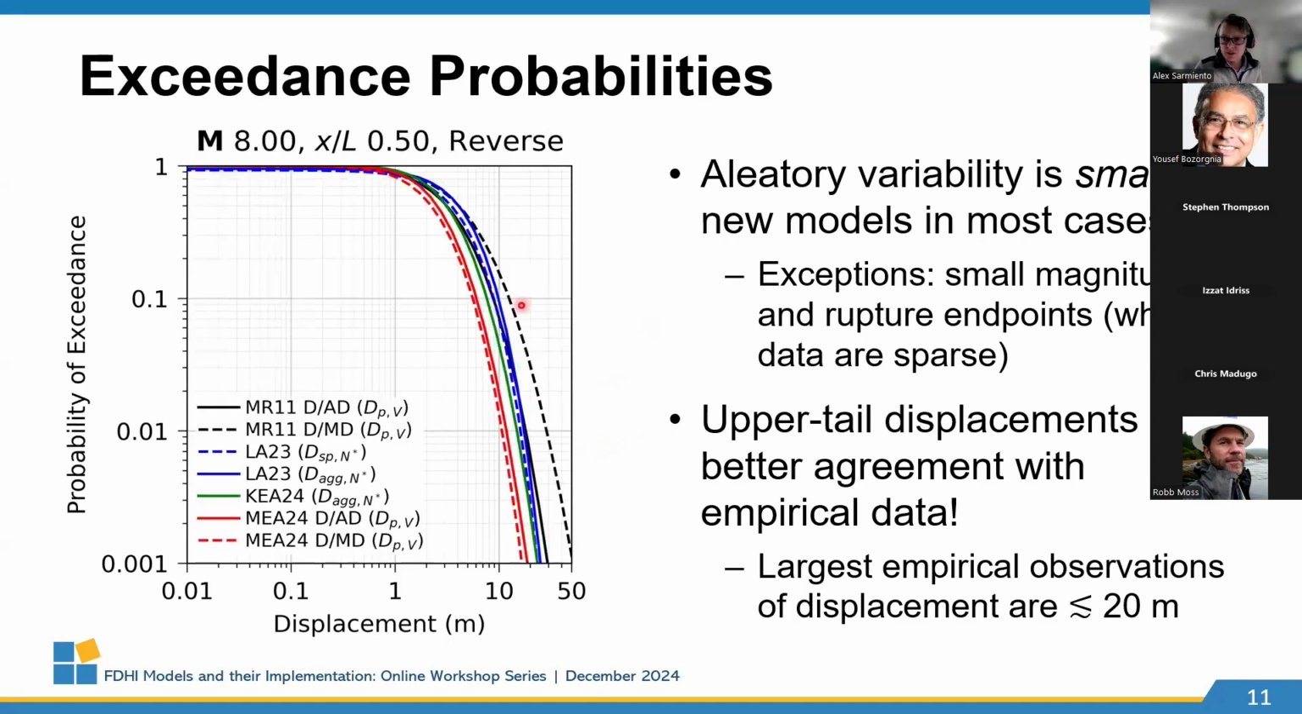Same is true for reverse faulting, just to show the same plot, but for reverse. The Moss and Ross 2011 models in the black lines, they're not quite off the chart, but we do see the newer models have reduced the aleatory variability at the upper tails of the displacement.